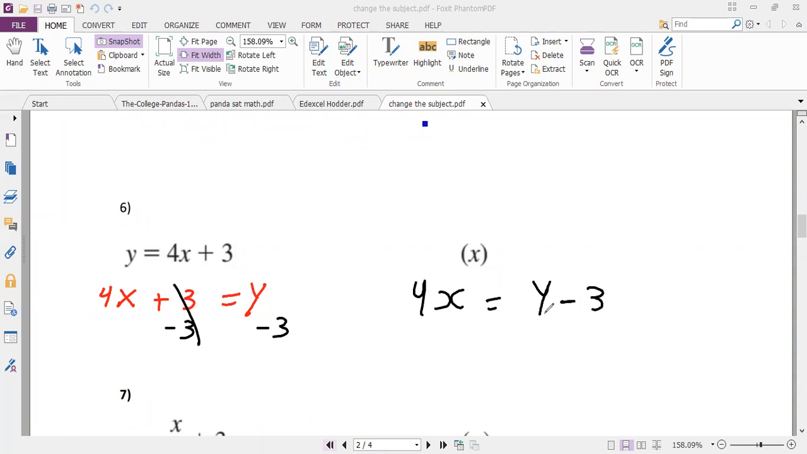What is the next step? I want to get rid of 4, and 4 is multiplied by x, so divide both sides by 4. So we will end up with x equals y minus 3, and all terms on this side are going to be divided by 4. So x now is the subject. X equals y minus 3, all of them divided by 4.